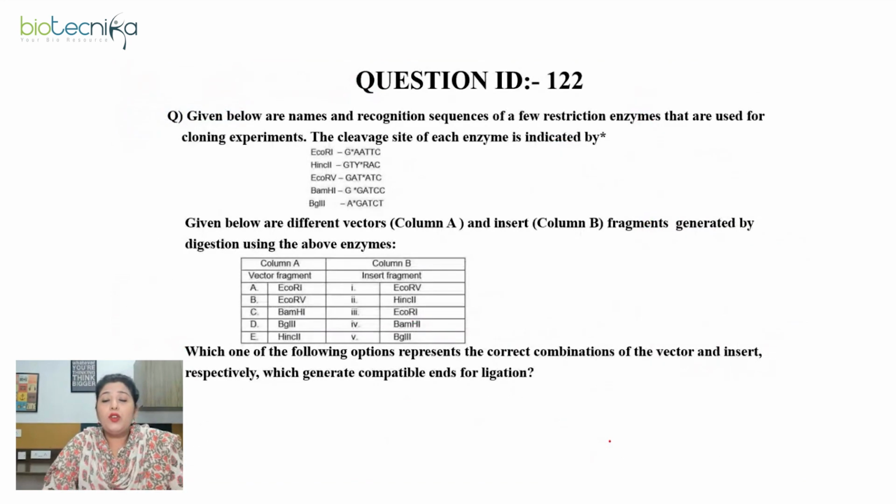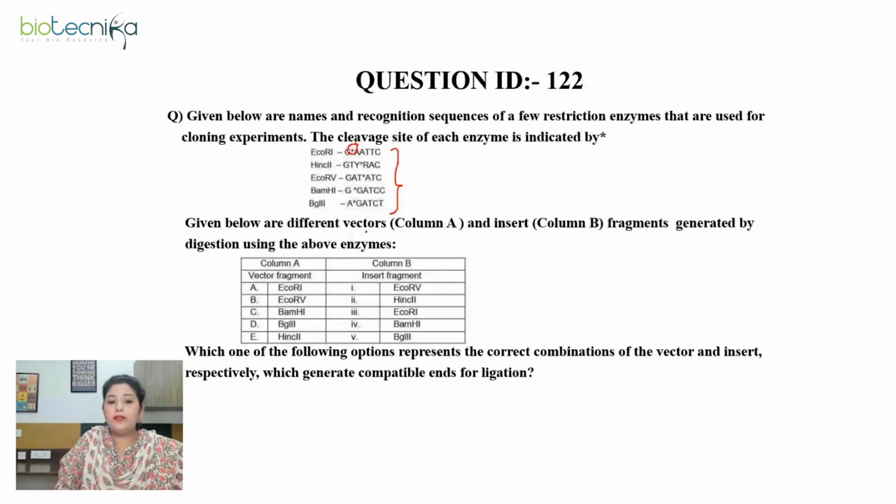Now moving on to another question. This question is from recombinant DNA technology, restriction enzymes, from subunit 13A. Given below are names and recognition sequences of a few restriction enzymes that are used for cloning experiments. So you can see here, these are the restriction enzymes which have been mentioned, and the cleavage site of each enzyme is indicated by this asterisk sign.